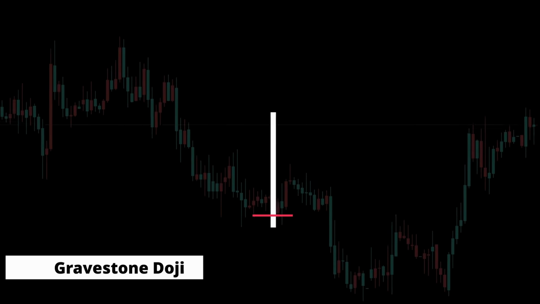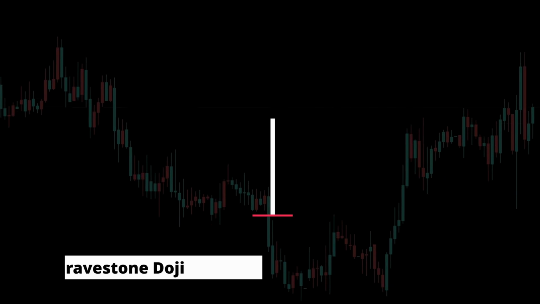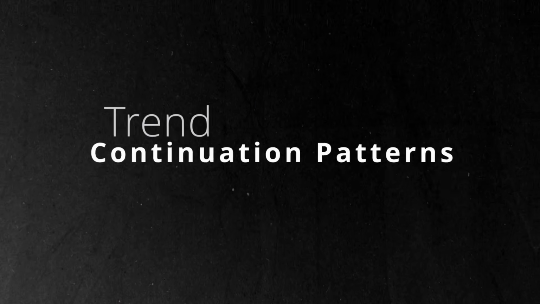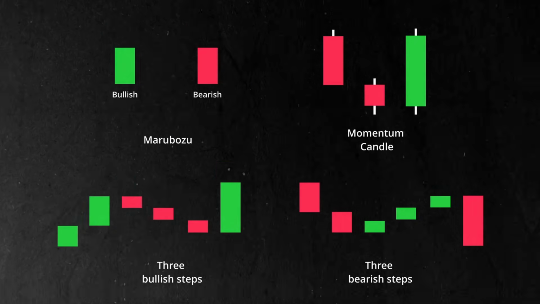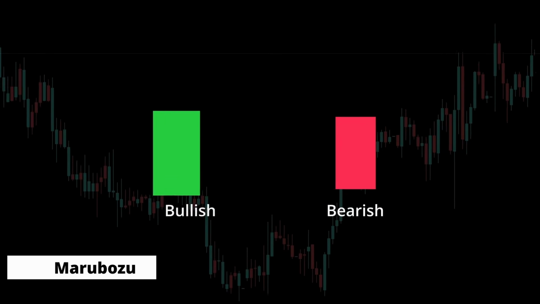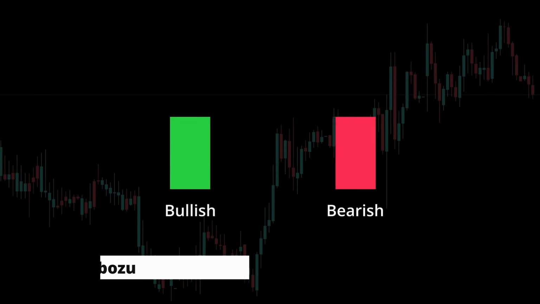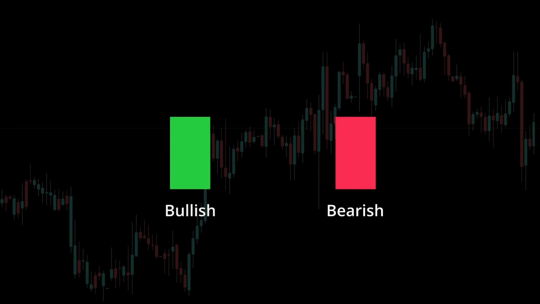Gravestone doji, a long upper shadow with a minimal body at the bottom. The trend is dead, having hit an impenetrable wall of sellers. Trend continuation patterns. Marubozu, green, a large green candle without shadows. Red, a large red candle without shadows.